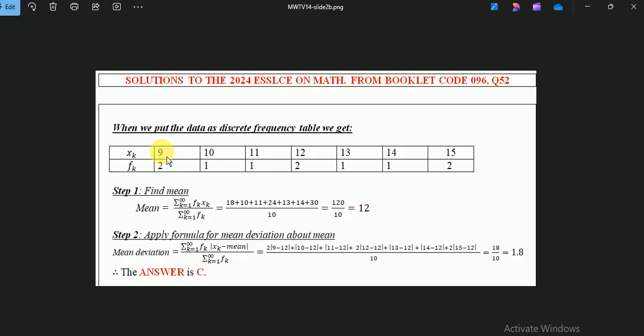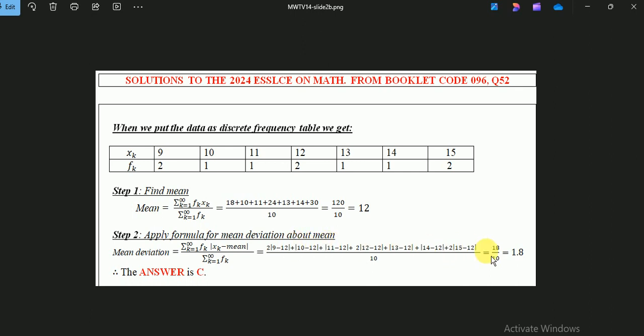So mean deviation means the difference between each item and the mean. The mean is 12. For example, this item is 9: 9 minus 12, times, we have 9 twice. The frequency of 9 is 2, so we multiply by 2. Similarly, we do the same thing for the rest: 10 minus 12, 11 minus 12, 12 minus 12 times 2, because the frequency of 12 is 2. 30 minus 12, 40 minus 12, 50 minus 12 times 2.